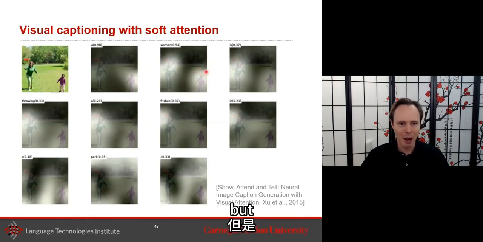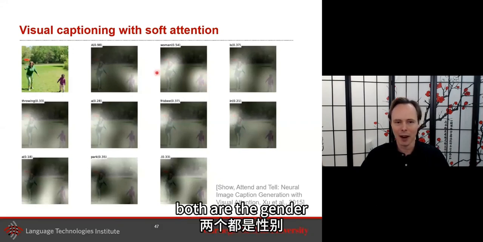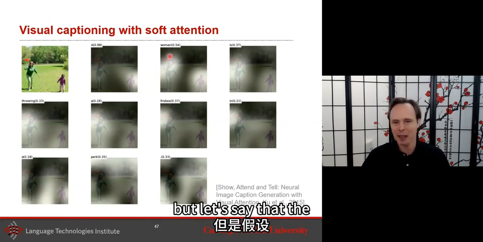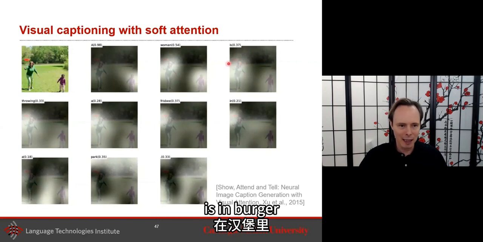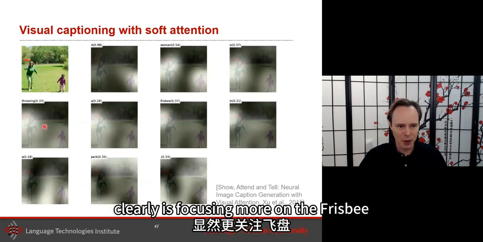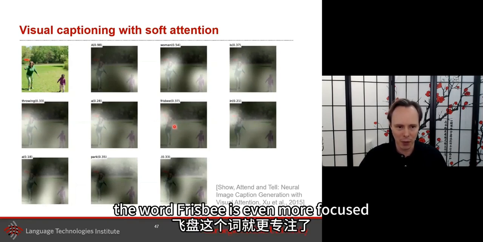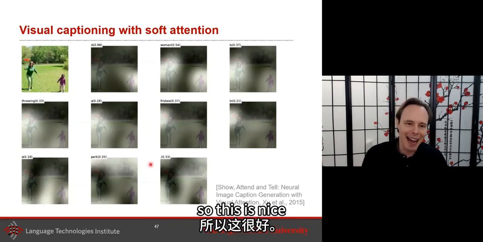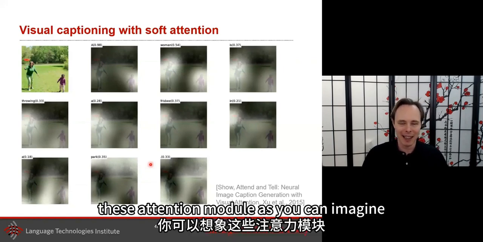But in the case of some entities, like woman, you could say both are female. Definitely there's a girl and a woman, but let's say the algorithm sees both of them, so it is ambiguous. But then throwing is clearly focusing more on the frisbee. The word frisbee is even more focused, and the park is looking around. And so this is nice. And now you can see a little bit the challenge of interpreting these attention modules, as you can imagine.